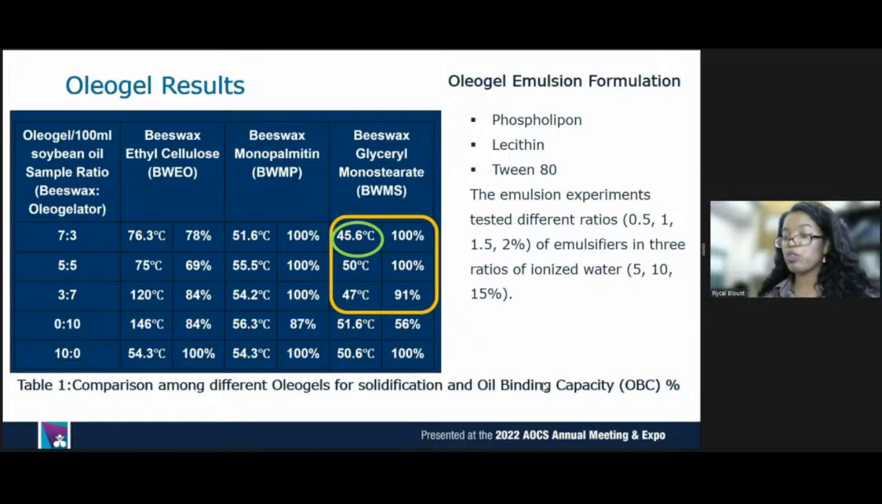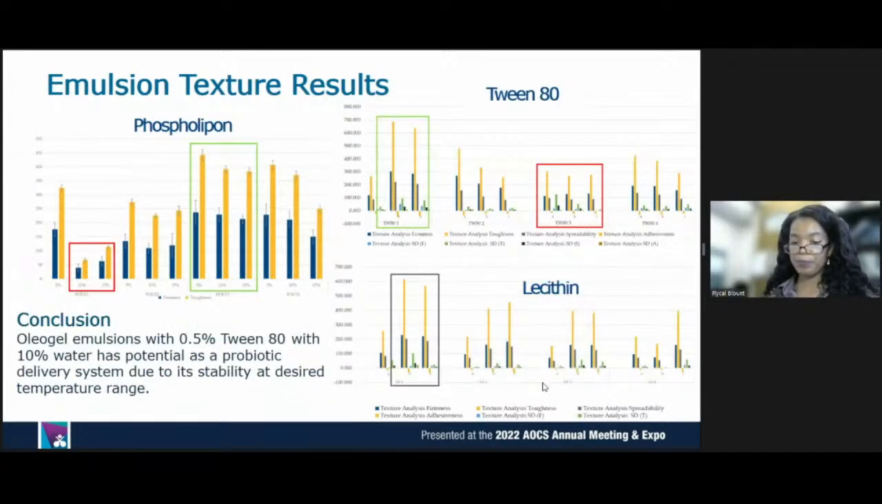Oil gel emulsions were then prepared and tested with 3 different emulsifiers. Again, phospholipon, soybean lecithin, and Tween 80, at percentages of 0.5, 1, 1.5, and 2%, along with 3 deionized water percentages, 5, 10, and 15% respectively. So for this characterization, it was the same as for the oil gel analysis.